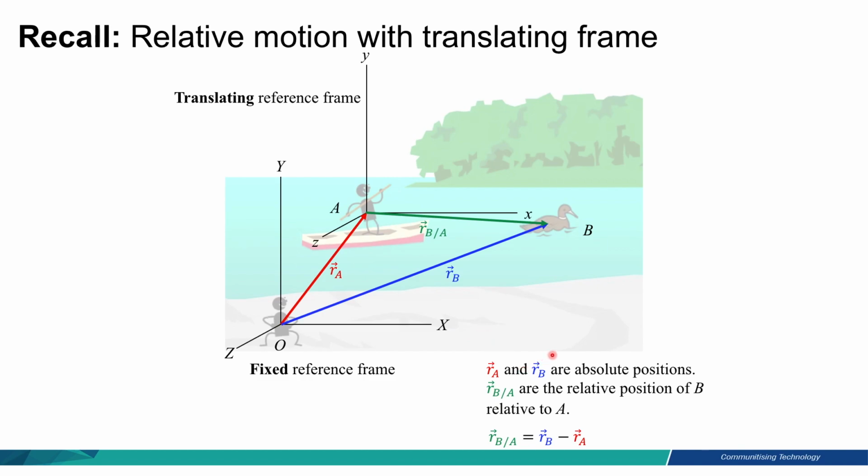RA and RB are absolute positions because they refer to the fixed reference frame, whereas RB/A is the relative position of point B relative to A, because point A is the translating reference frame. So from this vector triangle, we can derive this equation: RB/A is equal to RB minus RA.